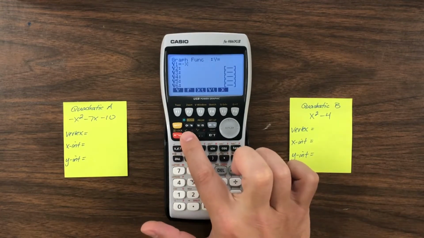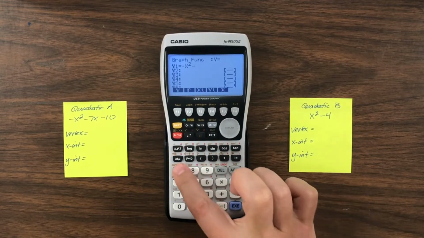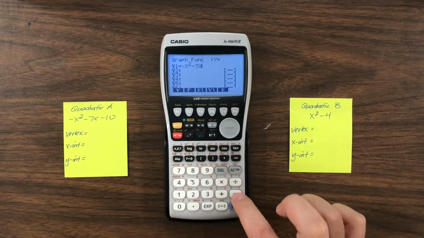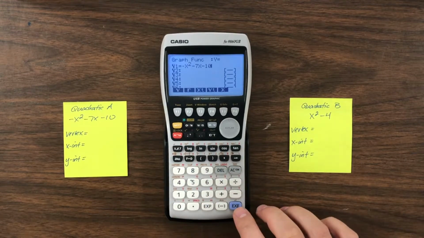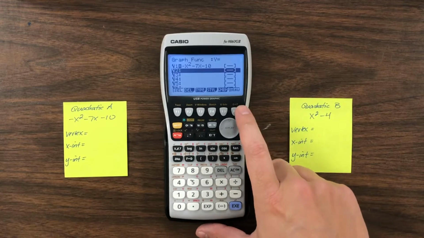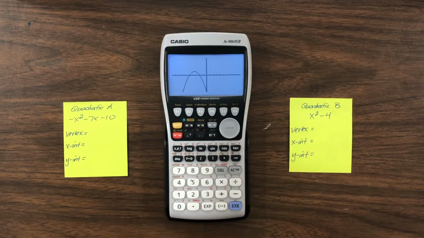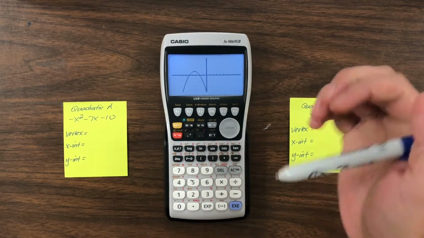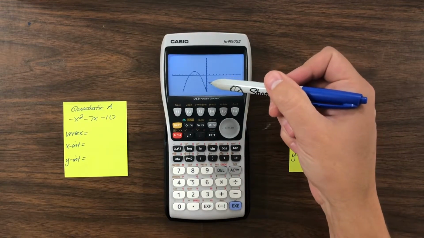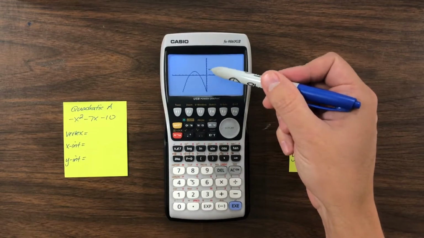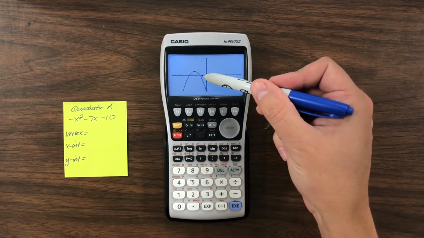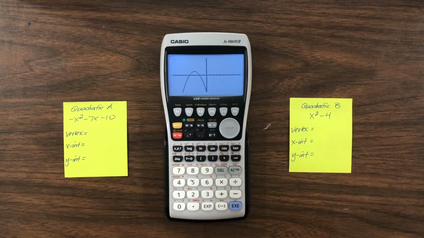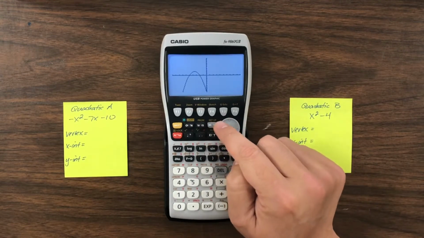Negative x squared minus 7x minus 10. Now I'm going to hit execute, and then F6 is to draw an image of this quadratic. There it is. So now we need to identify some key parts, and sometimes it can be very difficult to do just looking at the screen because there's no numbers on the graph, and sometimes they get really small. Here's what you can do.